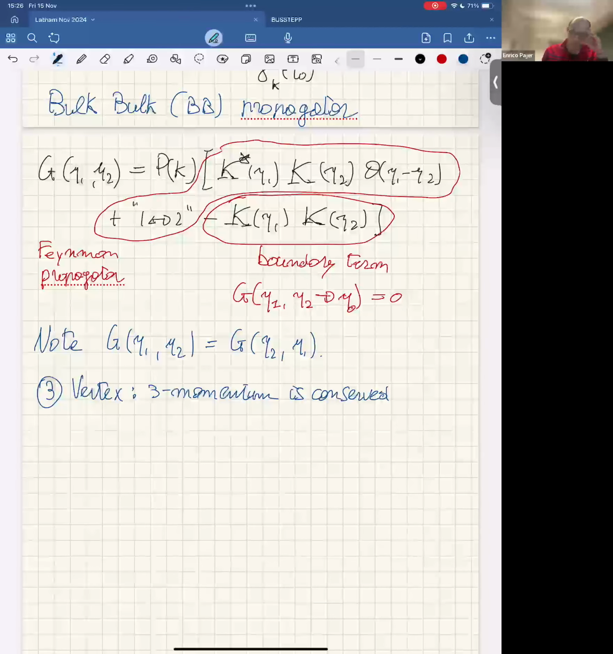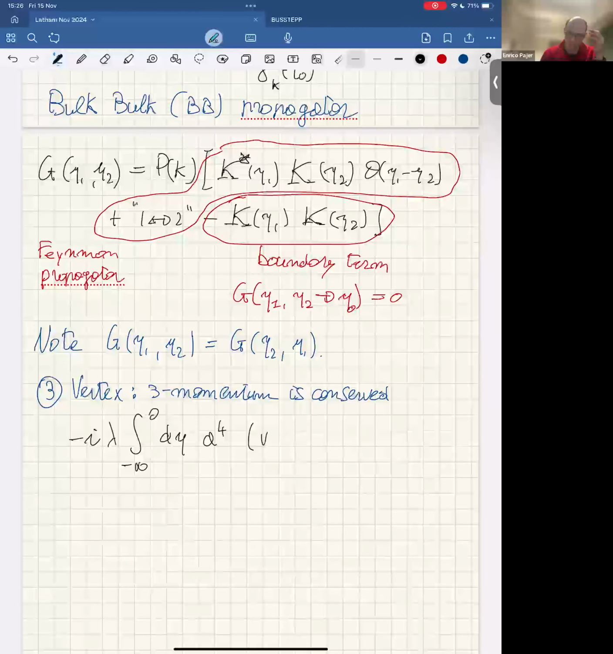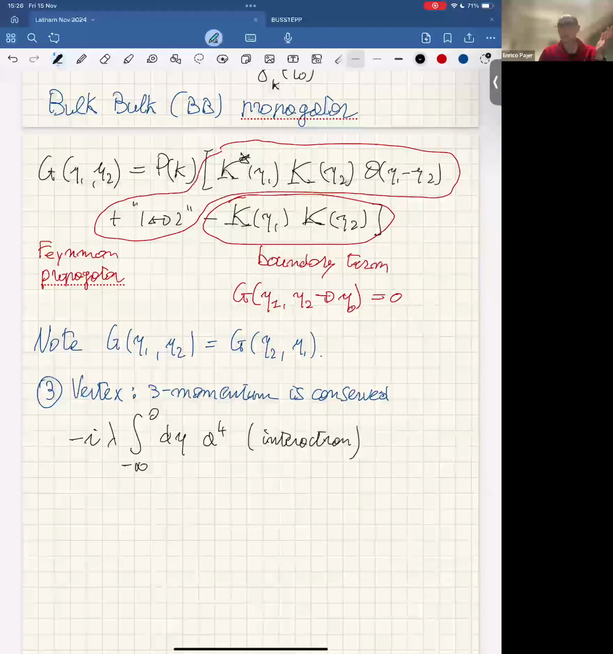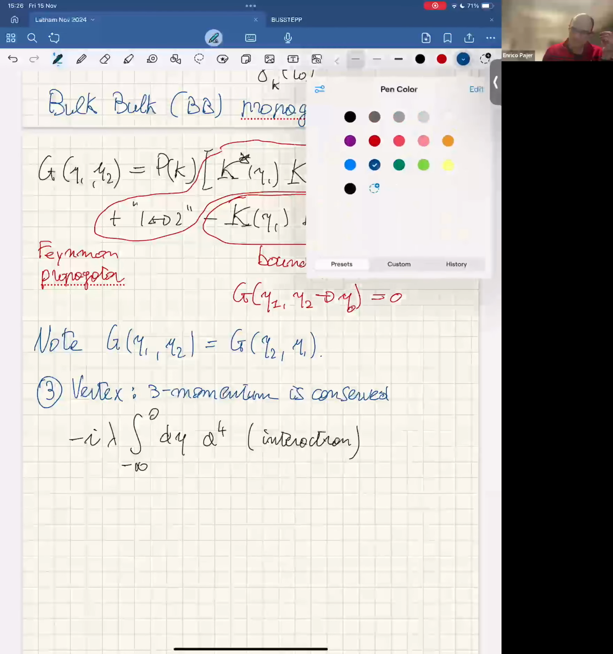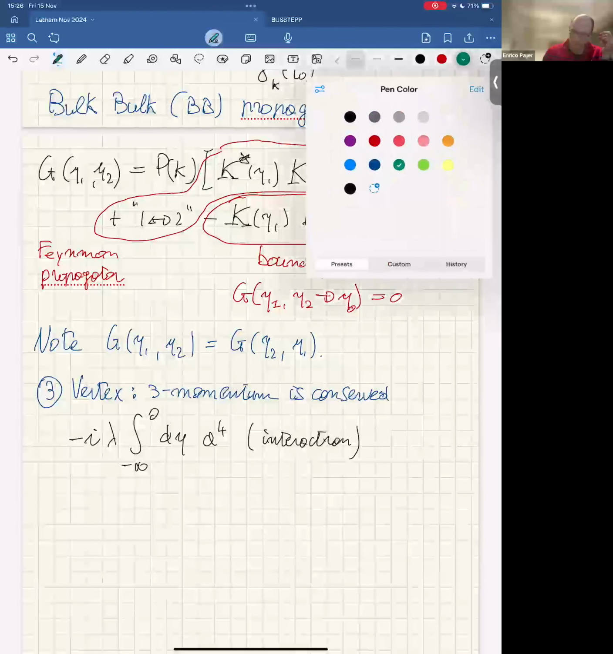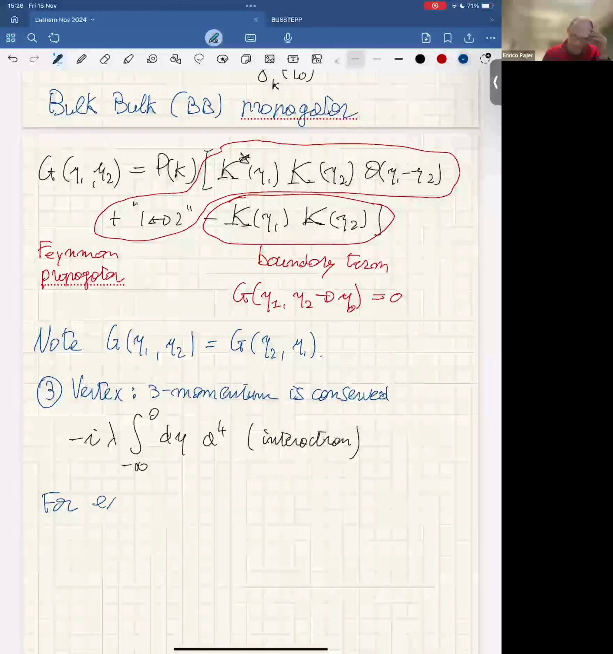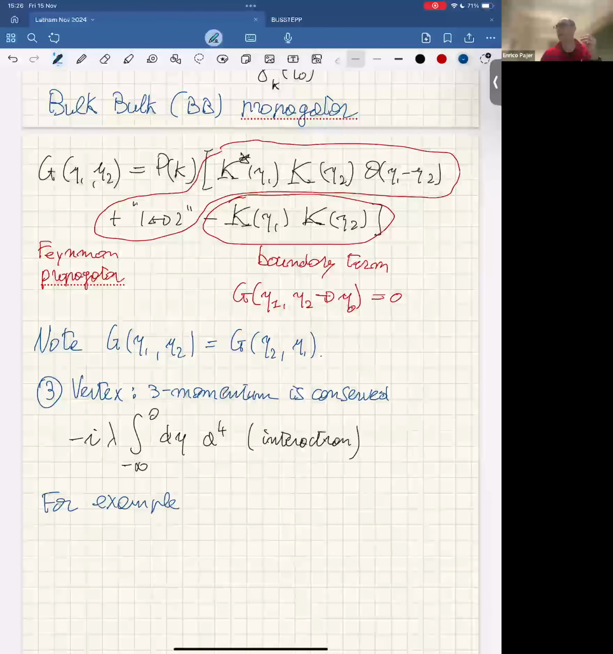Instead, for energy, you actually have to perform the time integral and see what comes out. It's not automatically a delta function. And the integral is the usual minus i lambda integral in d-eta of square root of g, which is a to the 4th in FLRW space-time, times some interaction vertex. The interaction will depend on the theory that you are considering. I wanted to give you one example.